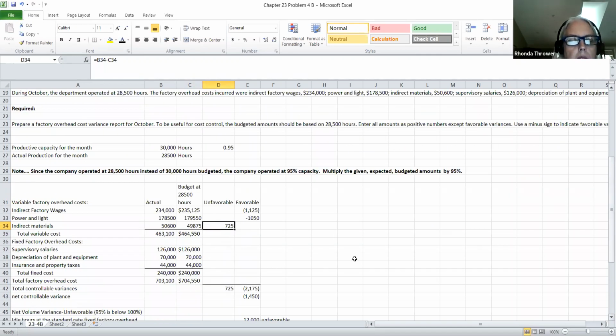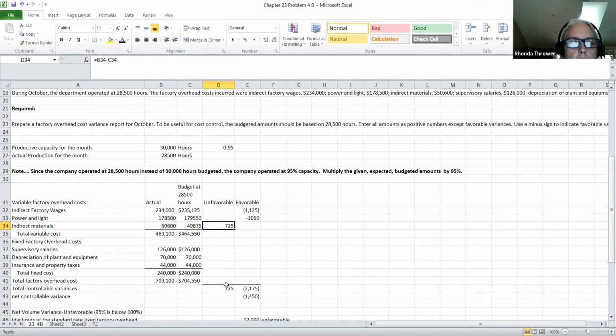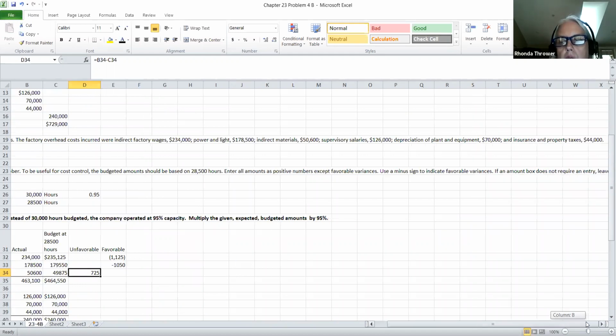And then they put in their fixed cost. The fixed cost, you'll notice, will not vary with the level of production. But the fixed cost could change if, for example, you bought a new piece of equipment, your depreciation could be more than this amount. Or if you had an increase in your supervisors' salaries, it could be more than that amount. But in this case, all of our fixed costs are the same as what we budgeted for.